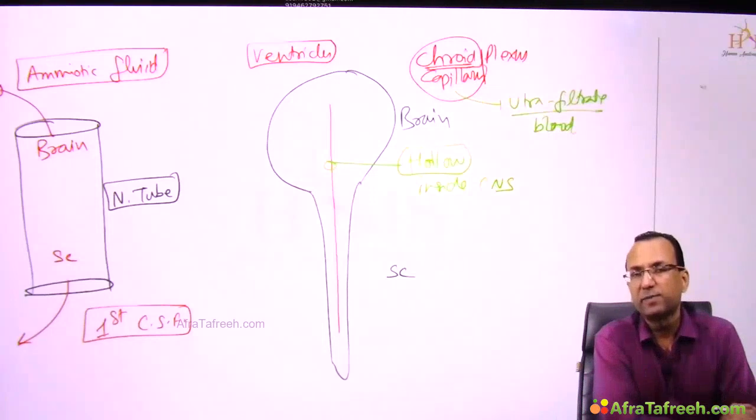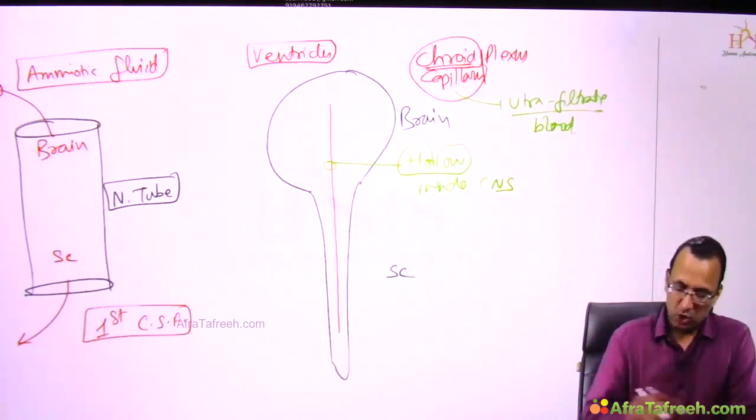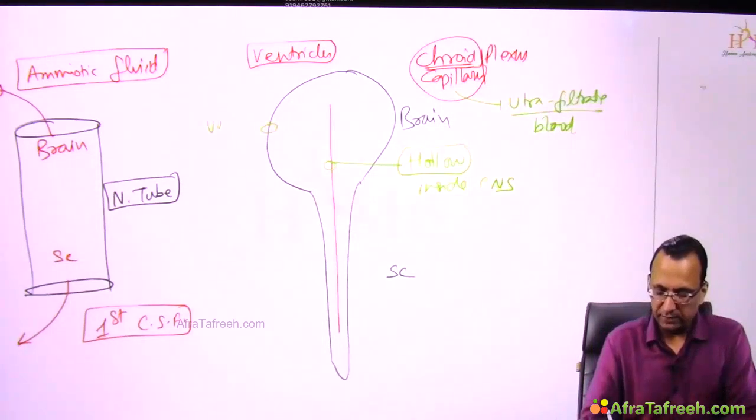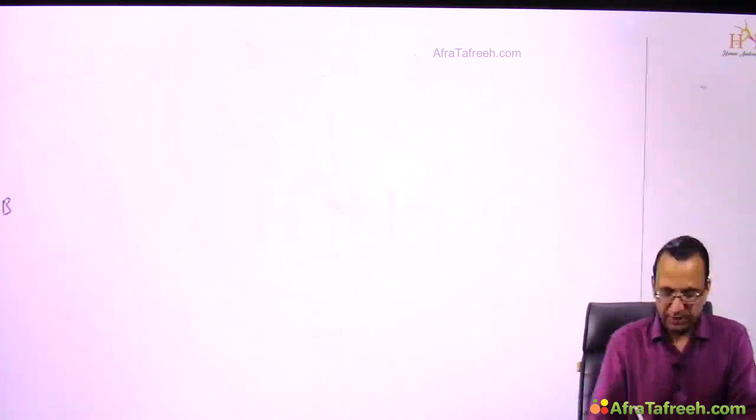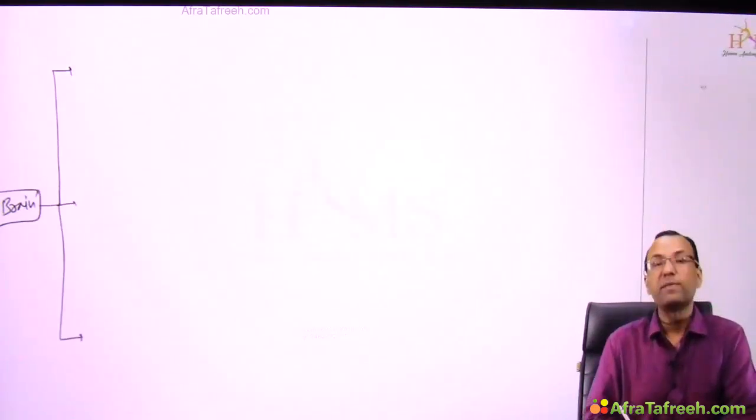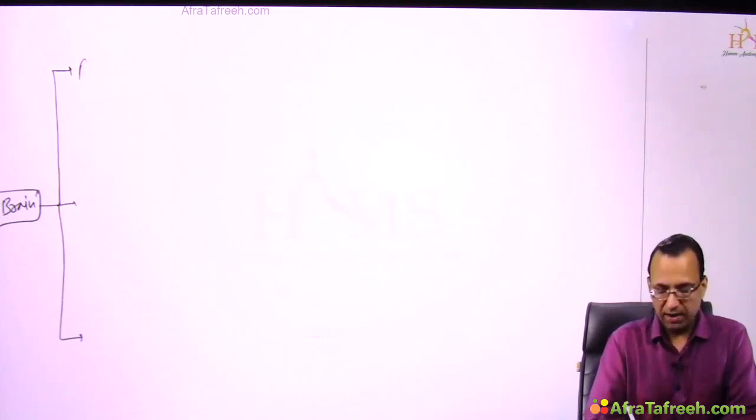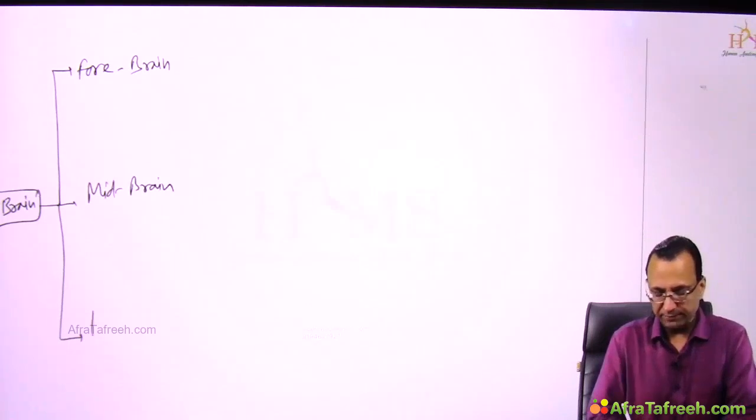Now let's go to the next part of the diagram. In the beginning, you have one brain vesicle, but later you'll have three brain vesicles. Let us talk about the three brain vesicles now. What are the three brain vesicles you have got? I have got the forebrain, and then I have got the midbrain, and then there is the hindbrain.